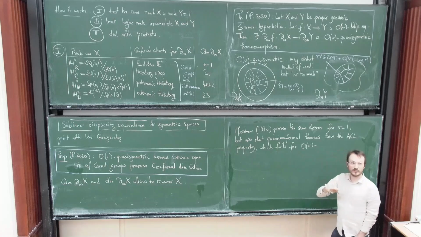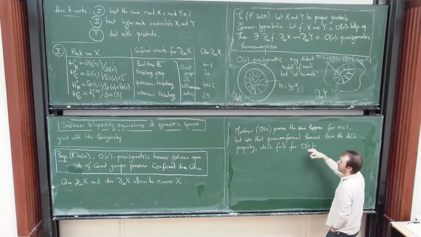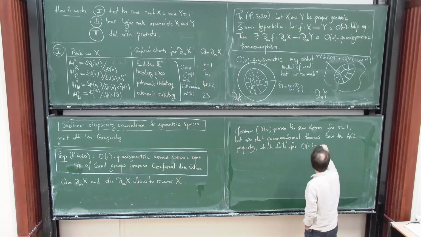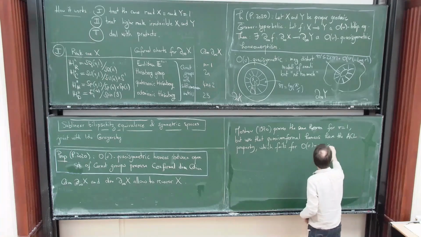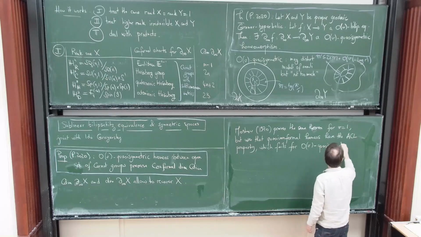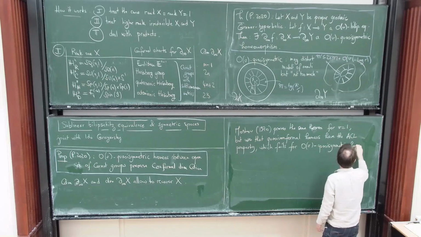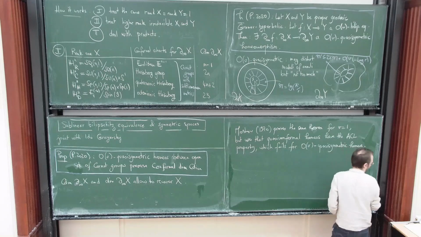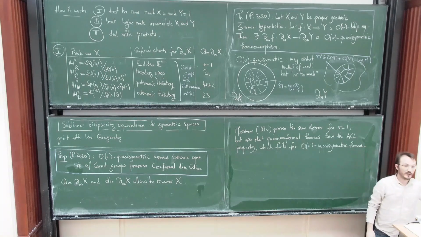Or it's almost everywhere degenerate, sorry. And so it's not like quasi-conformal. This fell for O of V quasi-symmetric homeos. Are there questions so far?